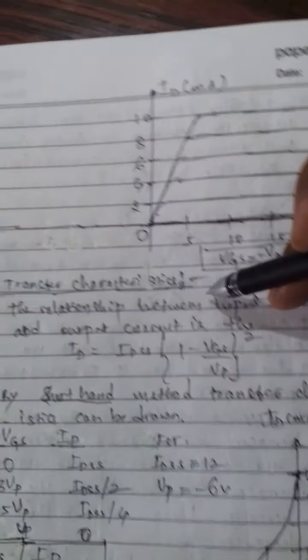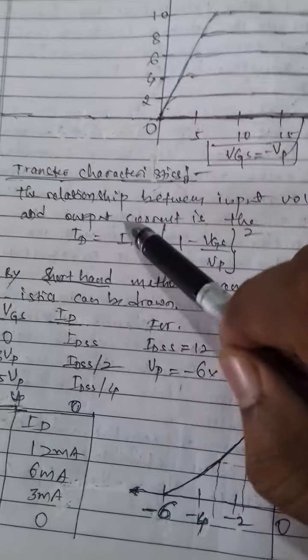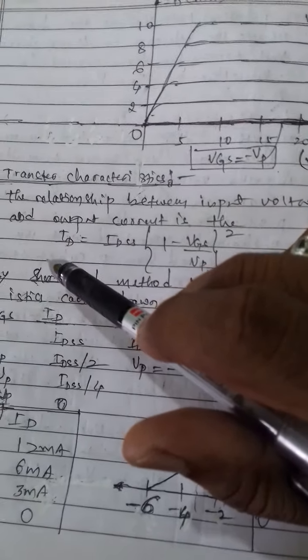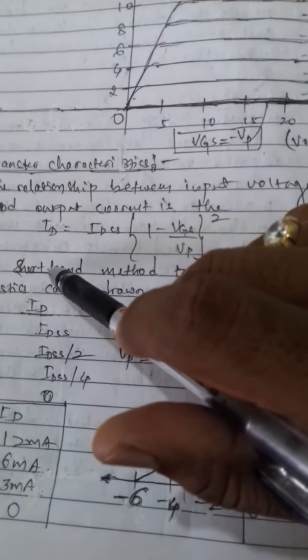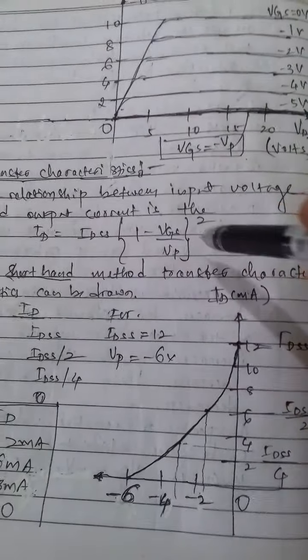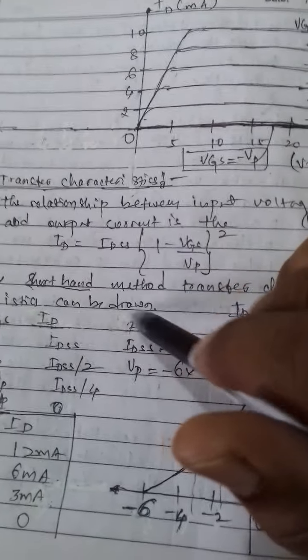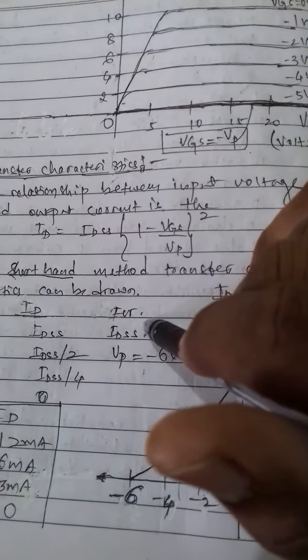The transfer characteristics is the relationship between the input voltage and the output current. ID is equal to IDSS into bracket of 1 minus VGS by VP whole square.